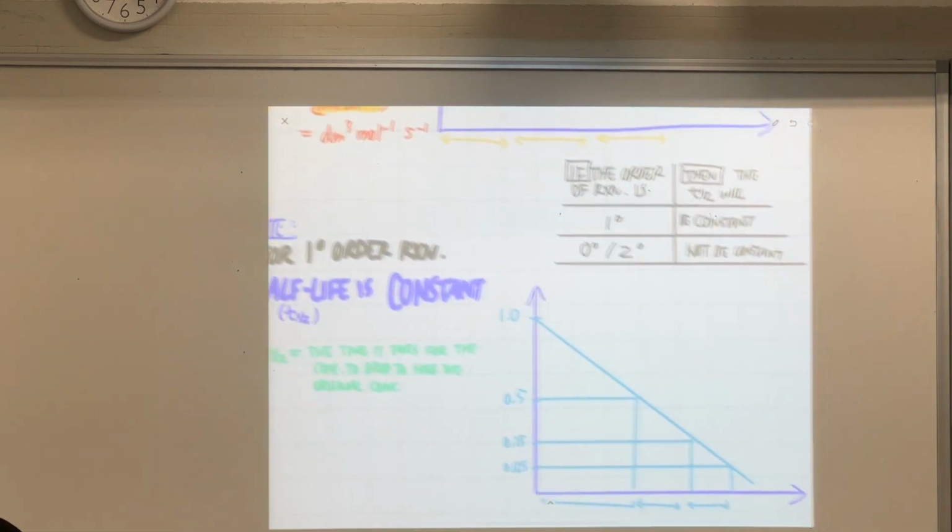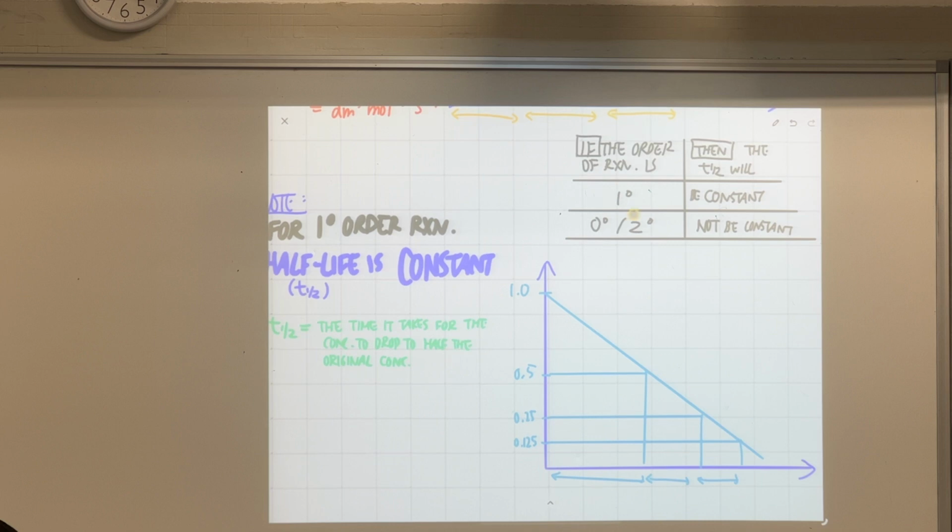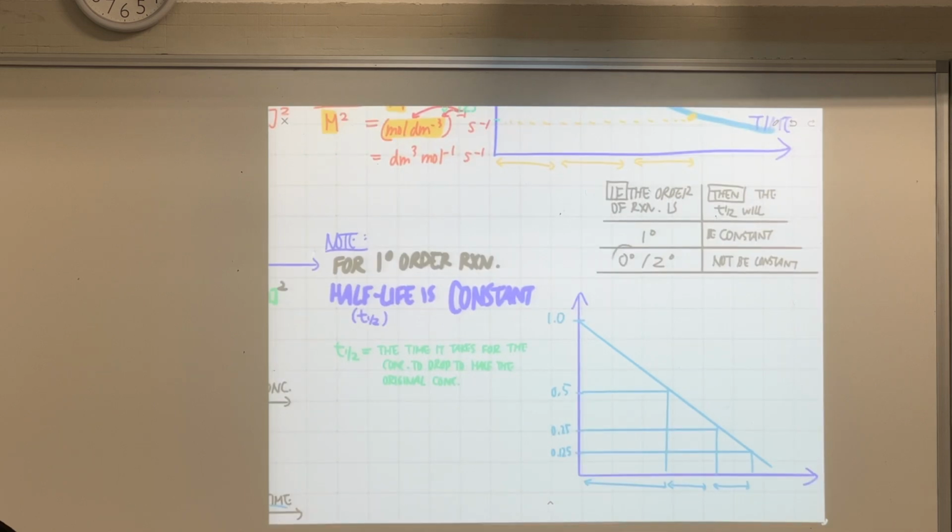The textbook did not explain to you why that is, but there is some very complex integration, which I will not go into, because not all of you like to do integration. But this one here, this is zeroth order. So you can see that the T half is not fixed. It becomes shorter and shorter over time. So T half is certainly not constant, right?